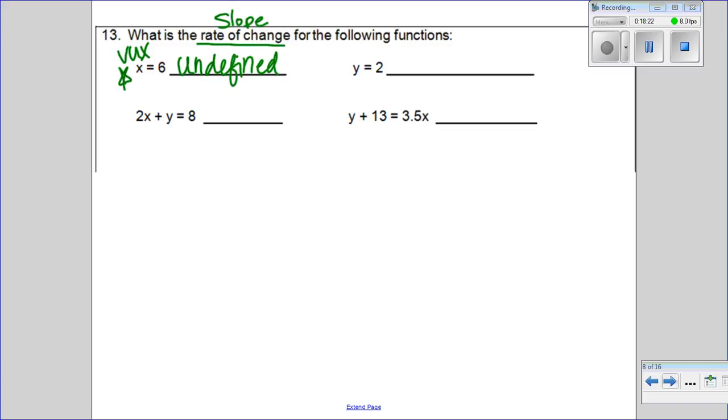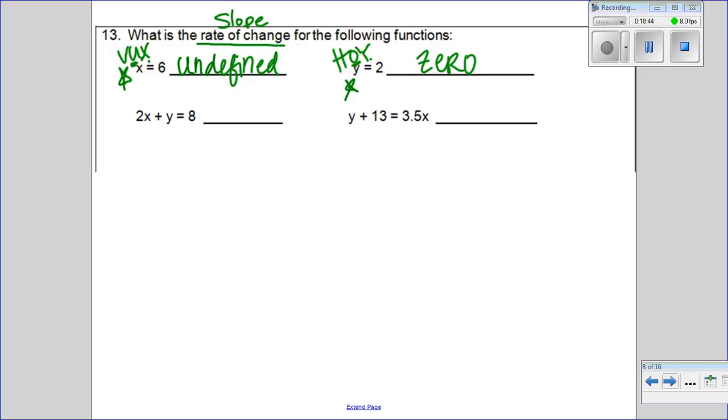What about y equals 2? It's also a special function. It's a Hoy. There's only a y and a number. There's no x. So its slope is 0. Remember, the middle of Vux and Hoy is what your slopes are, and then it's going to be an x equals equation or a y equals equation if it's a Hoy.